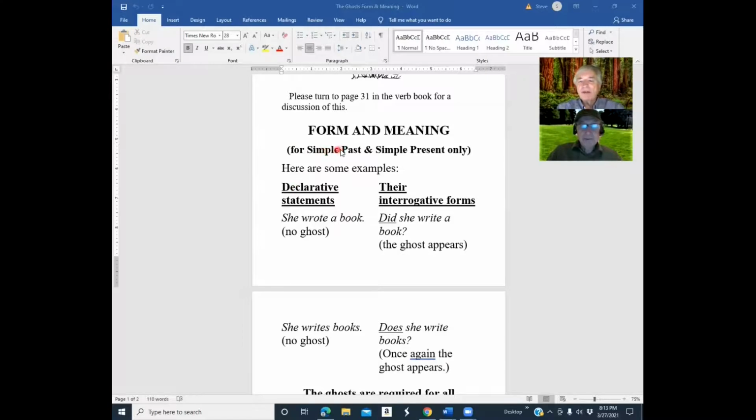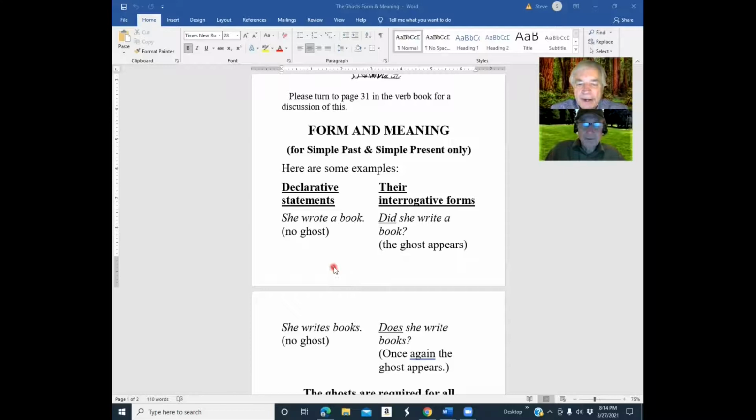And one thing that's nice about these ghosts is that they only show up in the simple past and the simple present, not even in the future. The simple future does not even have any ghosts. Isn't that wonderful? Well, so we do have them with these two. And so let's explore a little bit what that's all about. So if you take just an example, a declarative statement, that's just a plain old normal statement. She wrote a book. All right, it's perfectly good English.